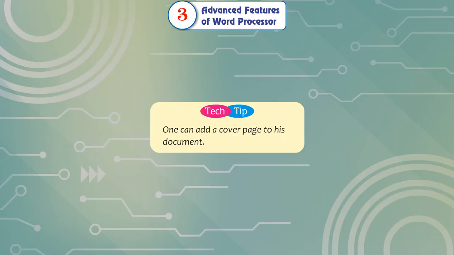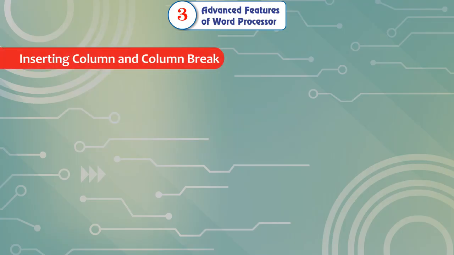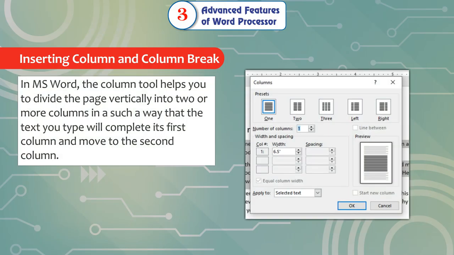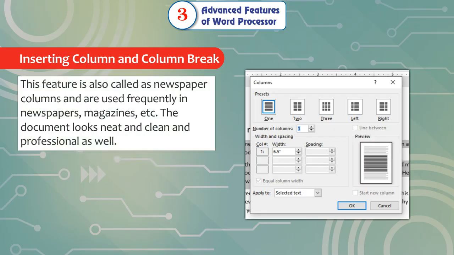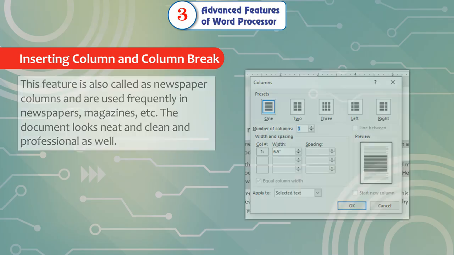Tech tip: one can add a cover page to his document, inserting column and column break. In MS Word, the column tool helps you to divide the page vertically into 2 or more columns in such a way that the text you type will complete its first column and move to the second column. This feature is also called newspaper columns and is used frequently in newspapers, magazines, etc. The document looks neat and clean and professional as well.